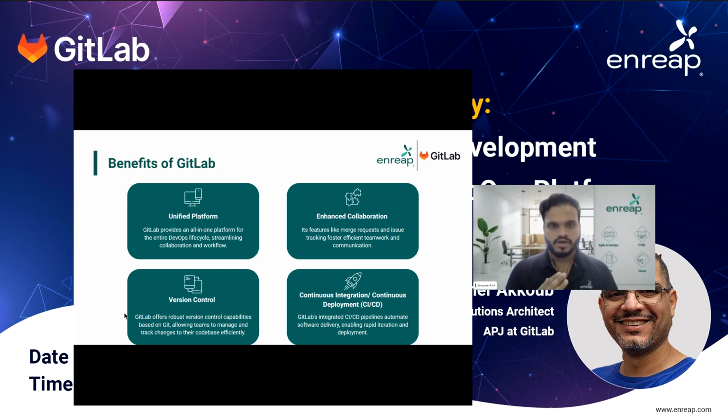Then next is continuous integration and continuous deployment. It means that the GitLab system automatically puts your new software changes into action, making it quicker and easier to test and deploy your updates into production environments.